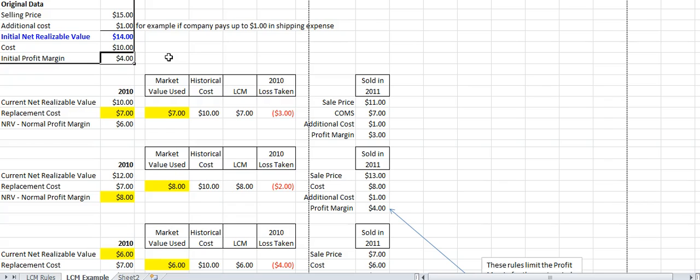Okay, so let's say that replacement cost went down to $7. Inventory went down to $7. So if inventory goes down to $7, more than likely the sales price that you can obtain for this item is going to go down as well. And if you see here, I show you that the sales price is now 11, not 15, right?